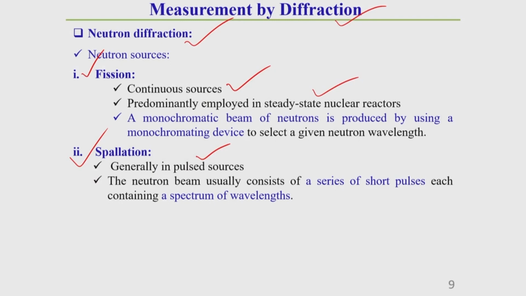In the fission type of technique, a monochromatic beam of neutrons is produced by using a monochromating device. So, a monochromatic beam is generated in case of fission type of neutron source. But in case of explosion type of neutron source, the neutron beam usually consists of a series of short pulses, this you should keep in mind. So, this is a pulse containing a spectrum of wavelengths, where in case of fission a single wavelength of neutron source is used.